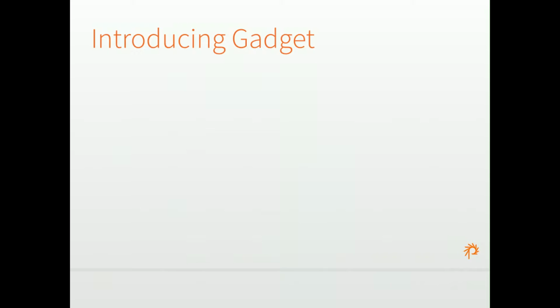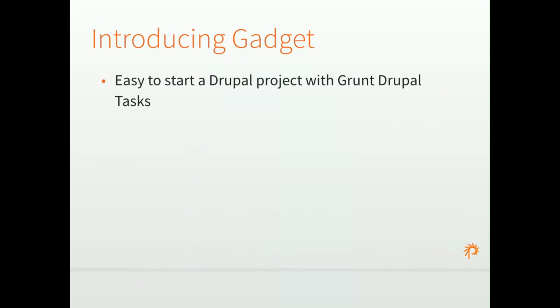So I'm going to introduce one other tool that we've been working on. How many of you have heard of a Yeoman generator? A few? Yeah. So Yeoman is another tool. It's part of the landscape that Grunt is in. And its special purpose is about creating new projects, or creating skeletons for new projects. And so we released a Yeoman generator called Gadget. And its purpose is just to provide an easy way to start a new Drupal project with Grunt Drupal Tasks.